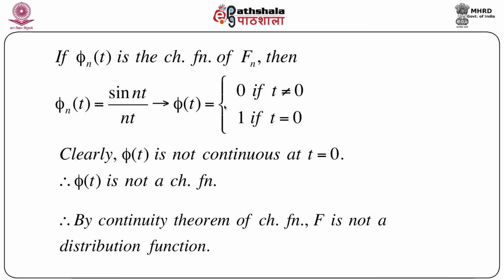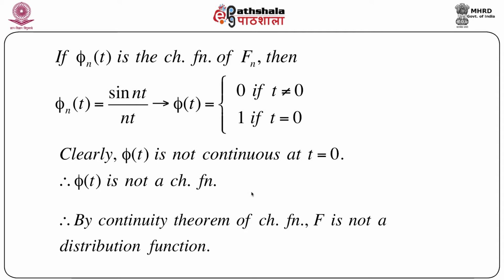So a sequence of characteristic functions converges to another function which is unfortunately not at all continuous at a particular point, in fact in this case at t equals 0. And we know that a characteristic function phi(t) is always uniformly continuous, and so continuous at t equals 0, so phi(t) is not a characteristic function.